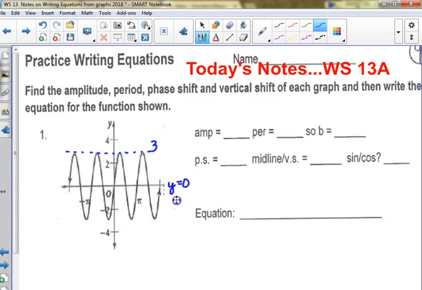Yeah, y equals 0 or the x-axis. The mins are all at -3. So what do you know? Amplitude is 3. The midline or vertical shift is basically none or 0, right?